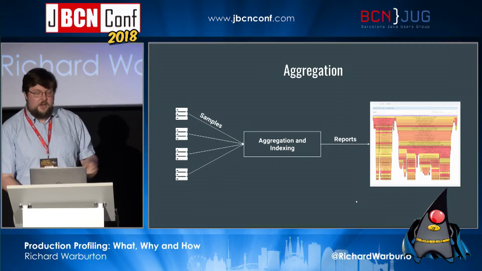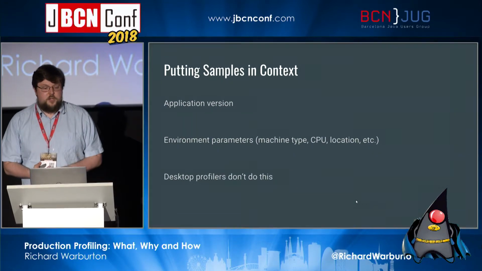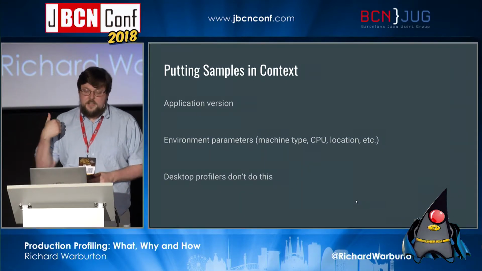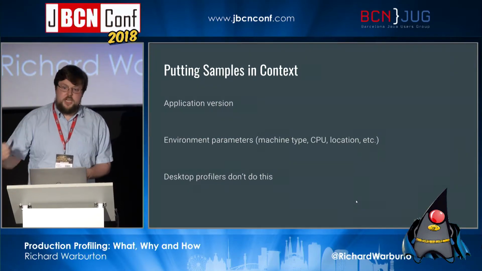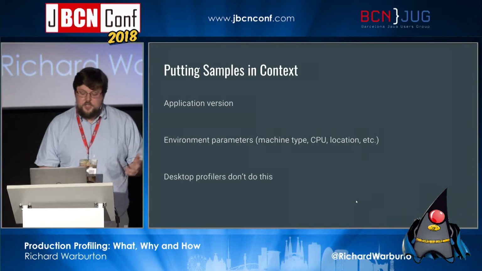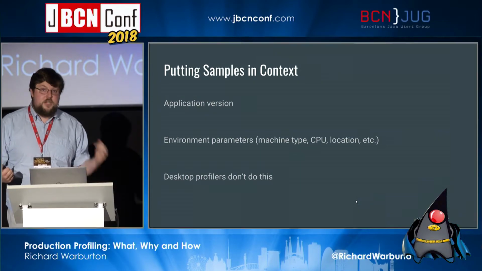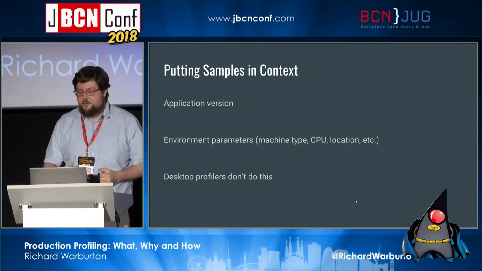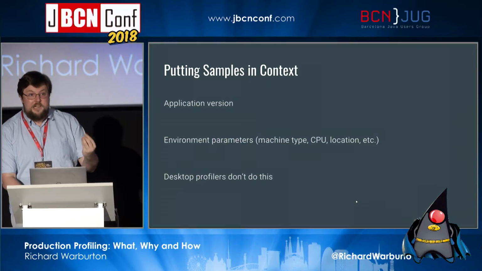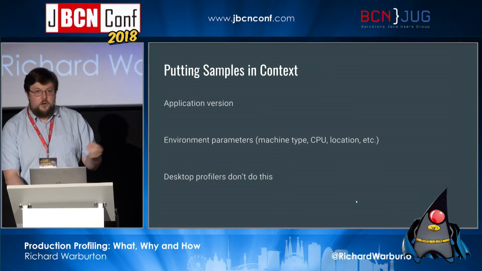So aggregation, really important. And the other thing is having context for what you're doing, keeping things like the version of your application, keeping some environment parameters, where the machine is, the location, the CPU, the machine type, things like that. Desktop profilers, again, have no concept of this information, and again, are problematic for doing production profiling for this very reason. But it's information that's really, really useful for you, and existing APM tools are really good at providing that kind of information.